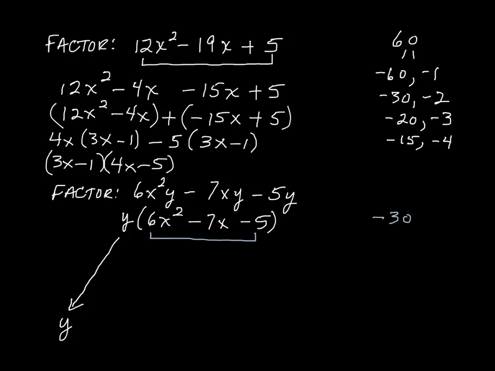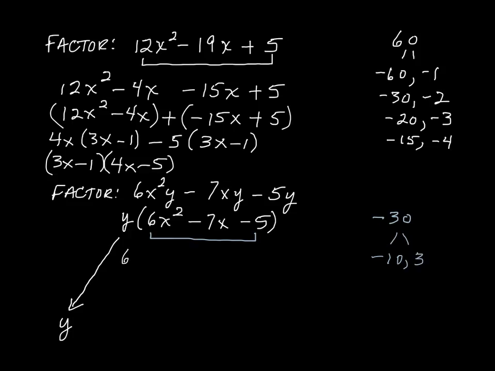15 and 2 multiply to 30. So if one of them is negative, one of them is positive, you can get a negative 30. But will that add to negative 7? No, it won't. So after you make a list, you will find that negative 10, positive 3, those multiply to negative 30 and add to negative 7. 3 plus negative 10 is negative 7. So those are the two numbers we want to use to break up our 7x in the middle.